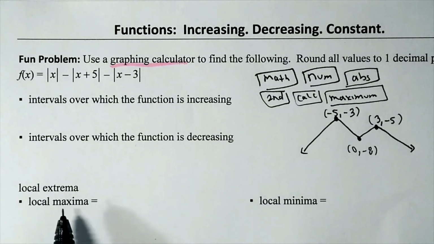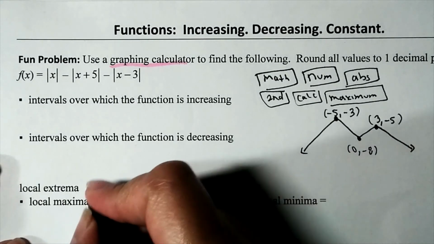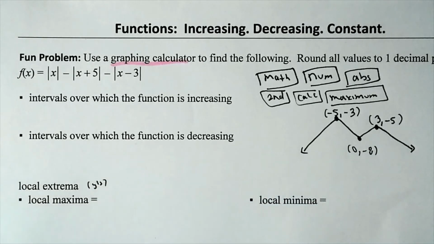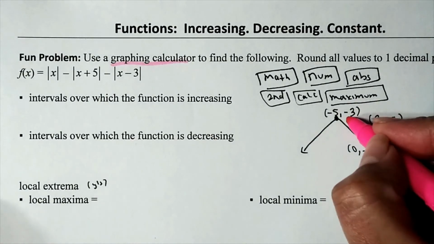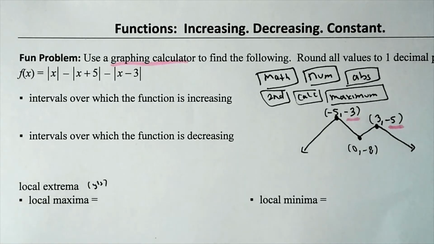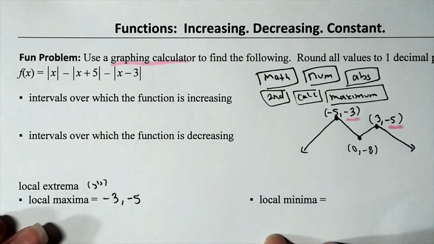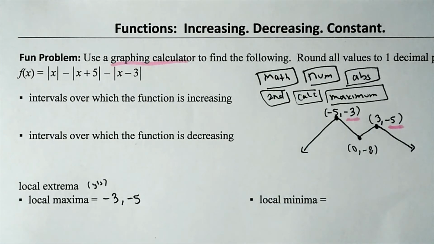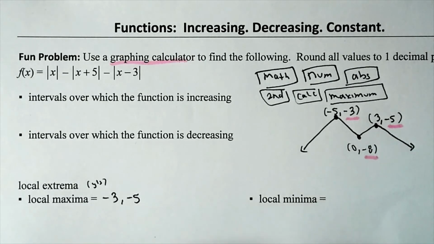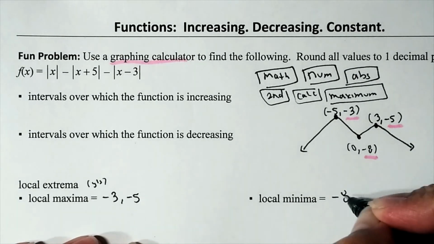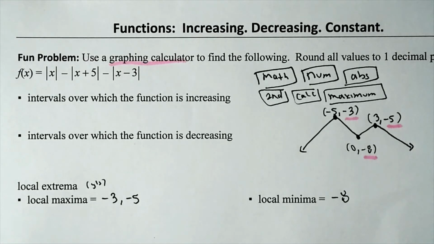So we want to identify the local maxima, or local max for short, or local minima. Bear in mind that for the local max or local min, we are focused on identifying the function value, so we want the y. Let's look at those high points. We have 2 high points, so we're going to have 2 local maxima. The function values are -3 and -5, so the local maxima are -3 and -5. For the local minimum, there's only 1 low point, and the function value is -8, so we have a local min of -8.